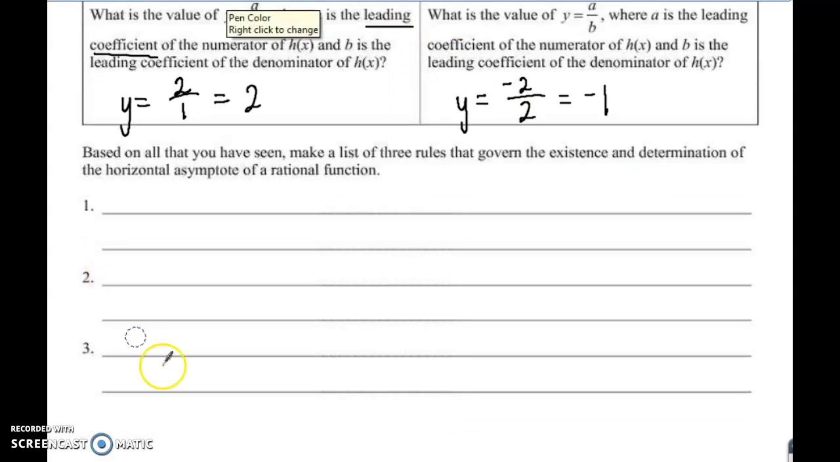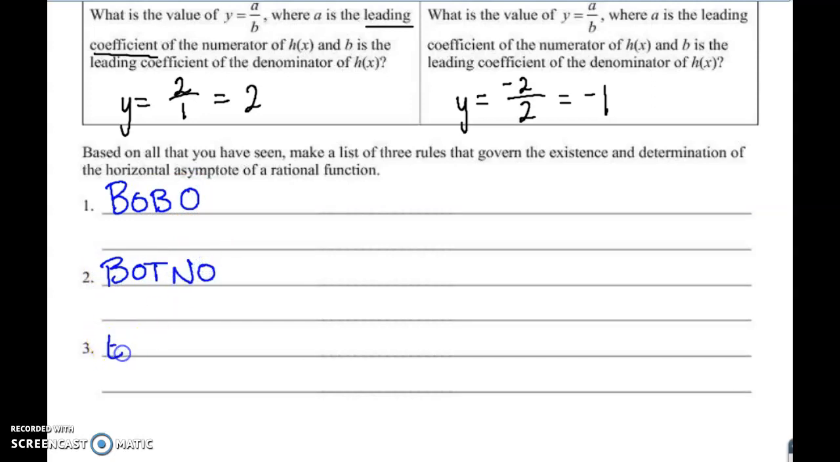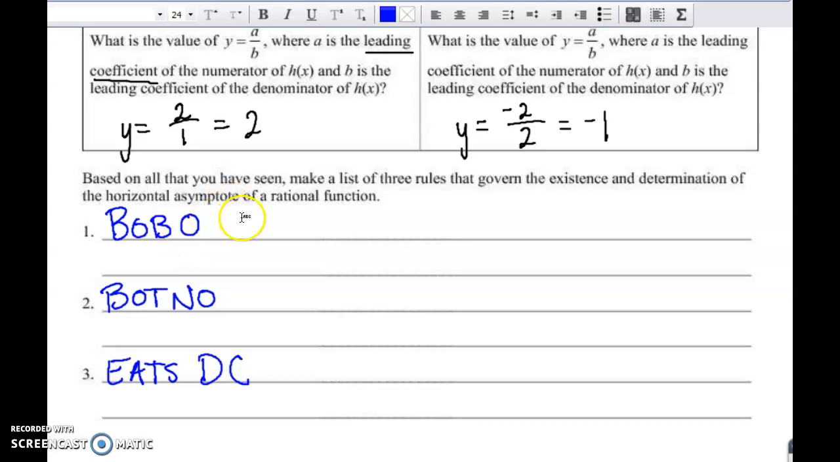So, without putting too much more thought into this, I actually learned this from a student. They came up with their own rules, so I'm going to teach them to you. I did not come up with this, by the way. They called this Bobo, Botno, eats DC. And it makes absolutely no sense if you ask my opinion.